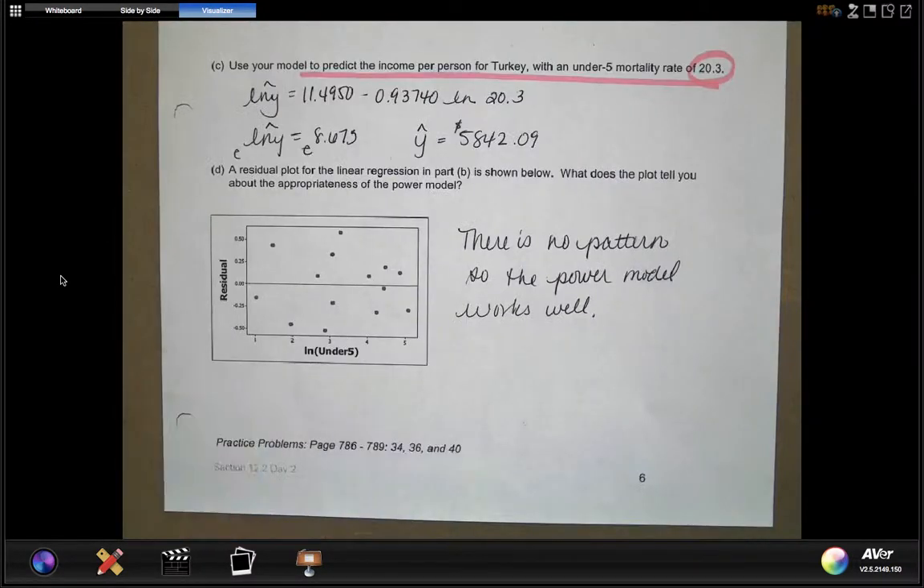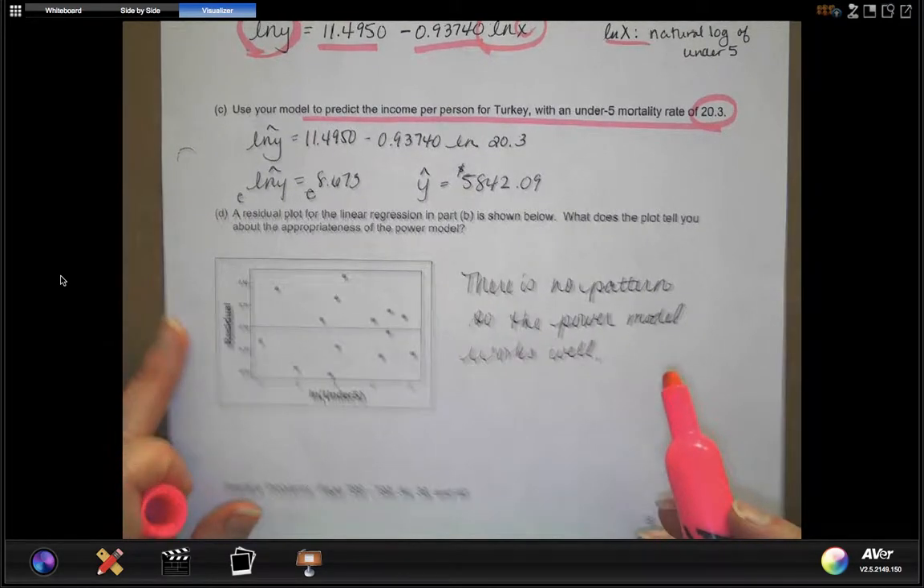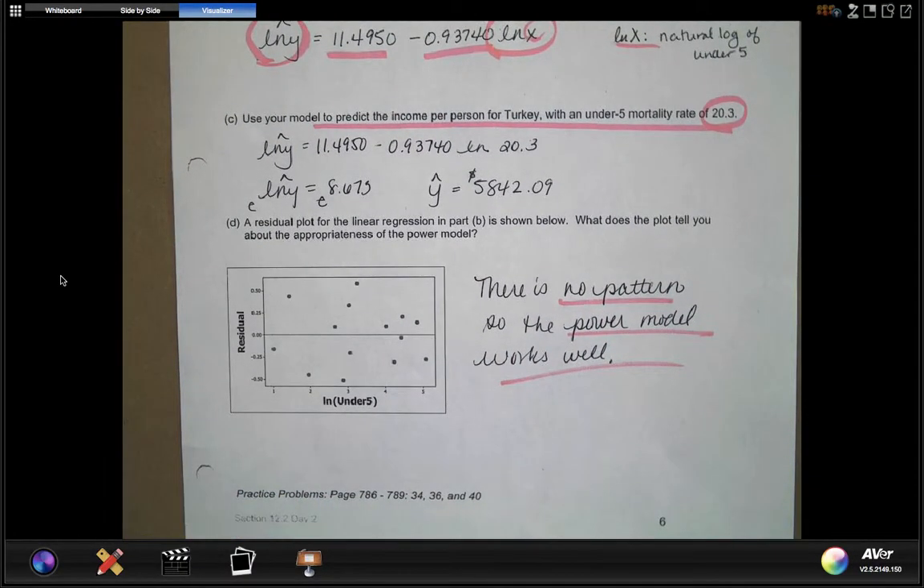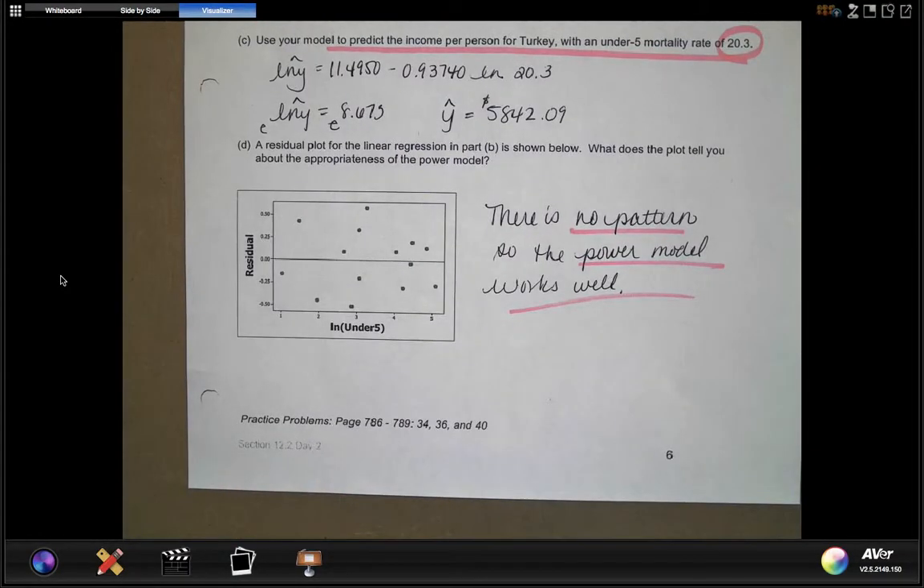And lastly, the residual plot for part B is shown below. So this is just with this transformation, what does the plot tell you? So again, got no pattern there. So the power model is working well, a power model would work well to explain that relationship, okay? All right, and that is your quick run through of that section.